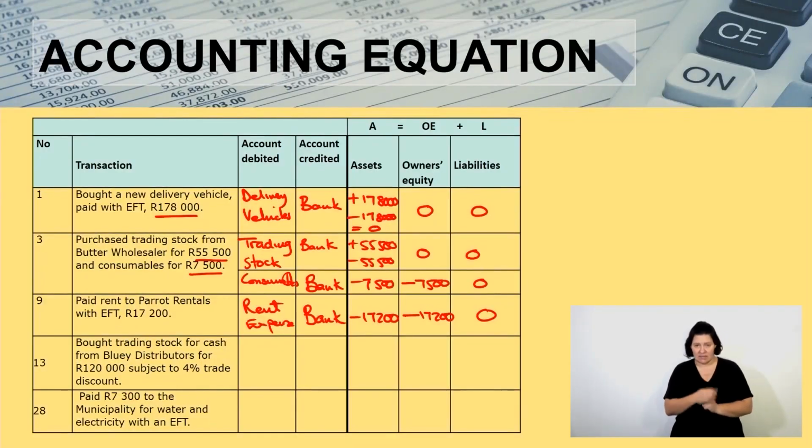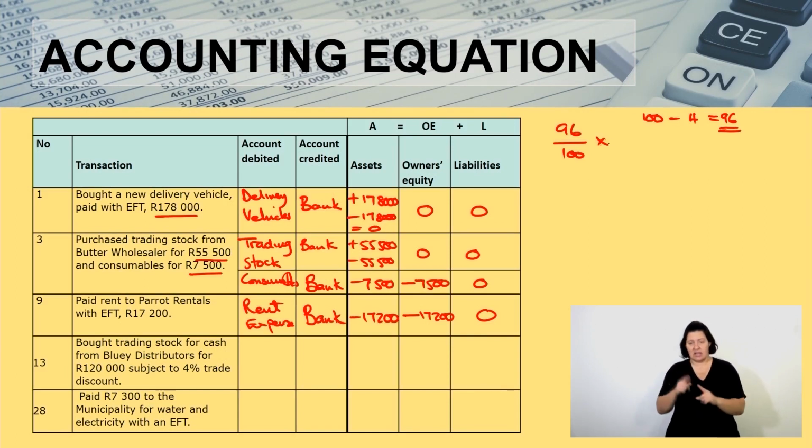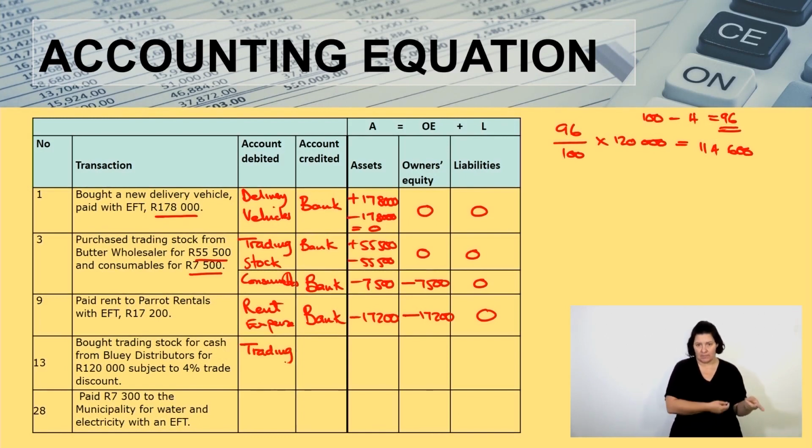Then the 13th one says, bought trading stock for cash from Bluey Distributors, 120,000, subject to 4% trade discount. Once you have an amount that is subject to trade discount, remember, what we are going to pay is the 96%. How do we get 96? It is 100 minus the 4% trade discount. That is how we arrive at 96. So what we want is 96, and what we have is 100. Multiply by 120,000. That will give you 114,600.